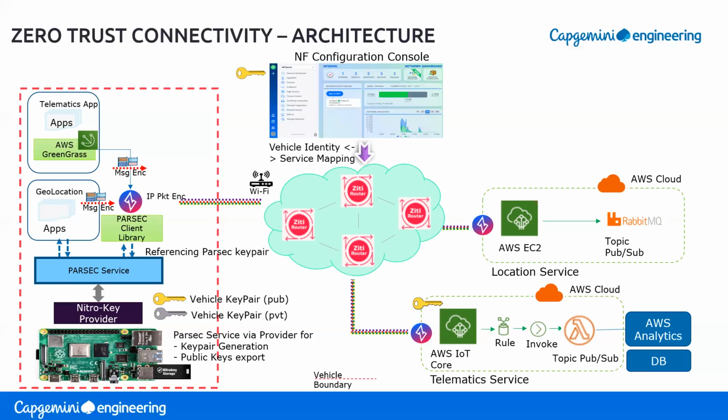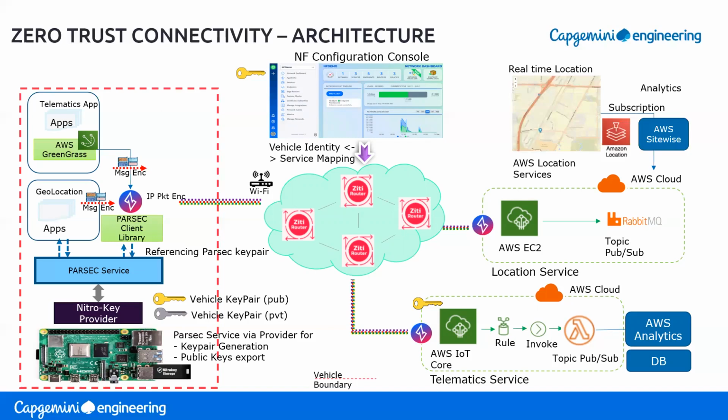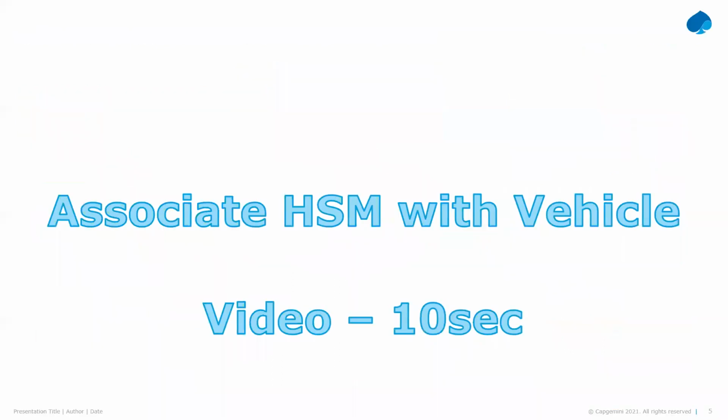Next, we would use the NetFoundry console to provide association between the application on the vehicle and the services that are on the cloud. You can have additional services which can be based on these services, and we provide value add information and services like analytics and real-time location information on top of the services that are delivered via AWS cloud. Let's see that in action.